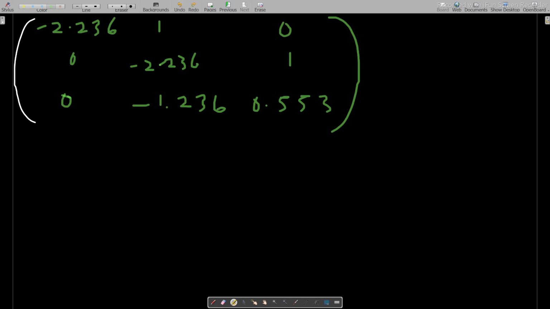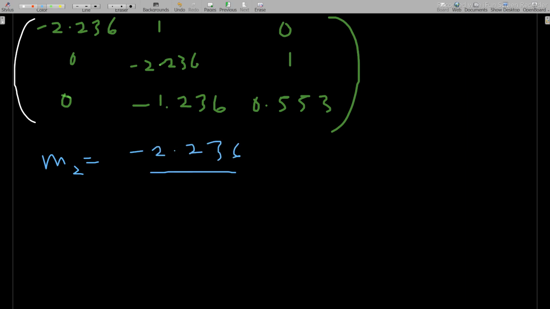So the multiplier here this time will be, let me use the other pen, the multiplier will be, let's say M2. The first one was M1. M2 will be negative 2.236 divided by negative 1.236, and this will give me 559 over 309. Okay, so this is your multiplier.